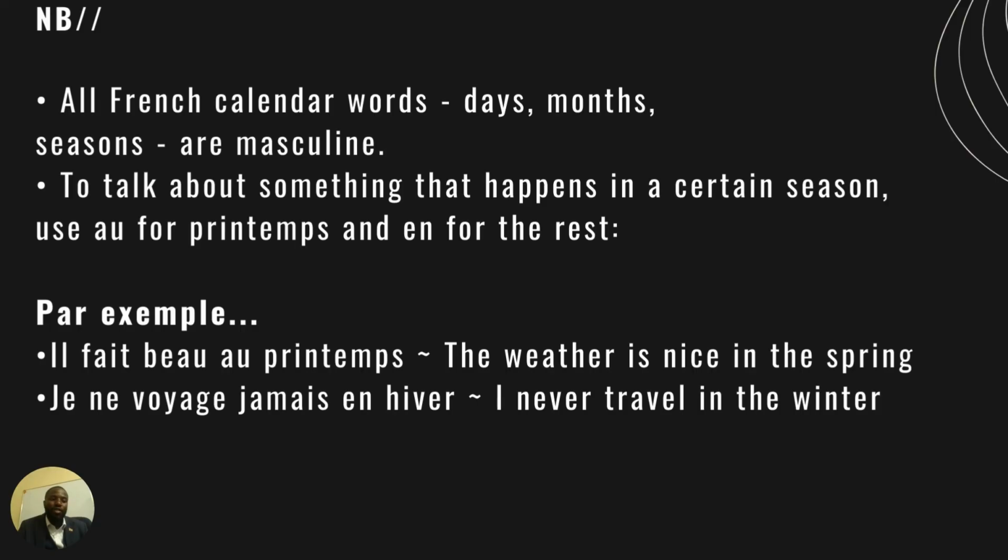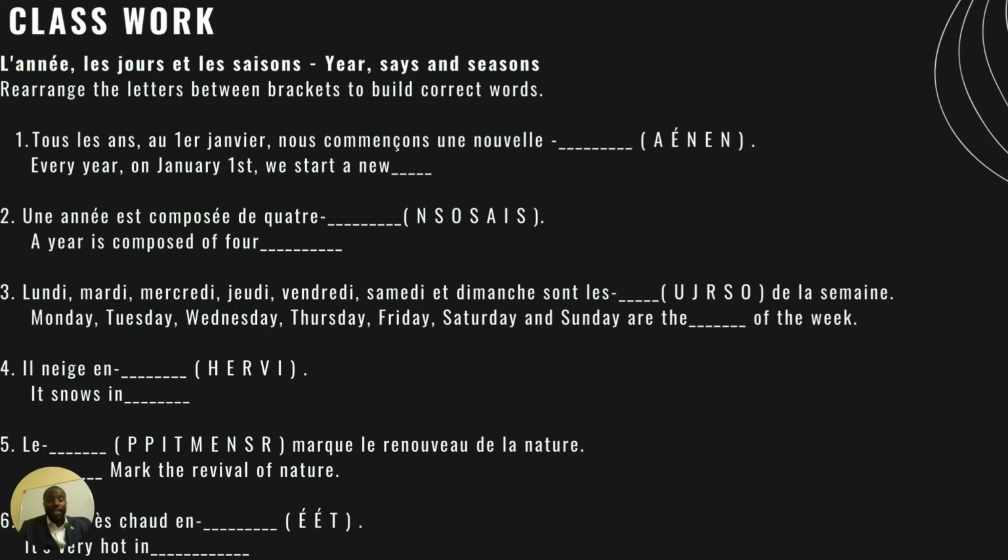But if you say je ne voyage jamais en hiver, it means I never travel in winter. So now we're talking about something that happened in a season which is not spring. Then we use the preposition en, but only for printemps, we use au. So this is our second lesson.